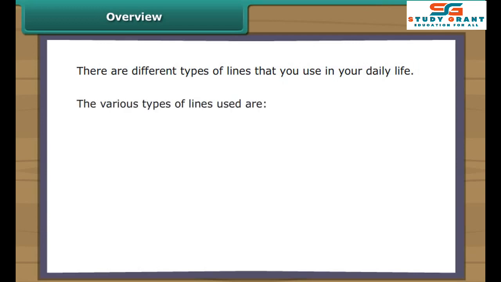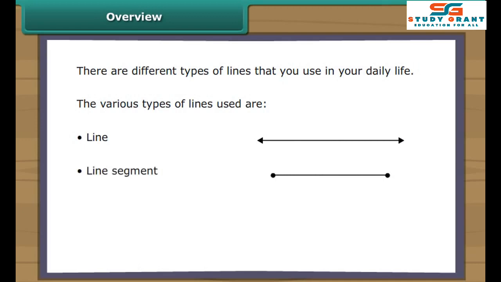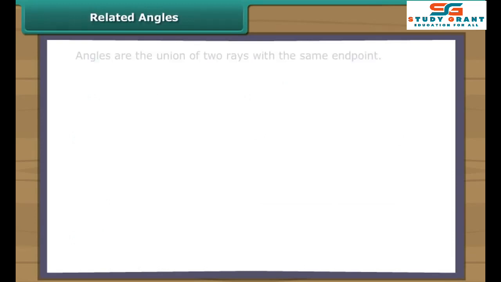Overview. There are different types of lines that you use when you create a simple picture. You can create a simple house, a sun and so on, and you use the simple lines to denote these pictures. Let us look at the various types of lines used. Line. A line has no beginning and no end. You can stretch a line infinitely in both directions.